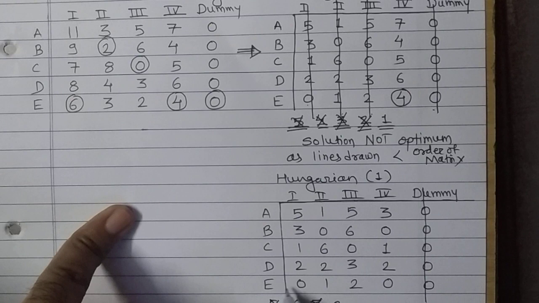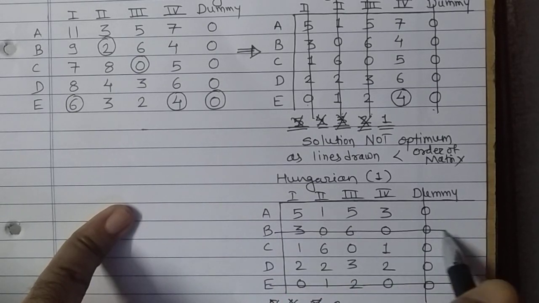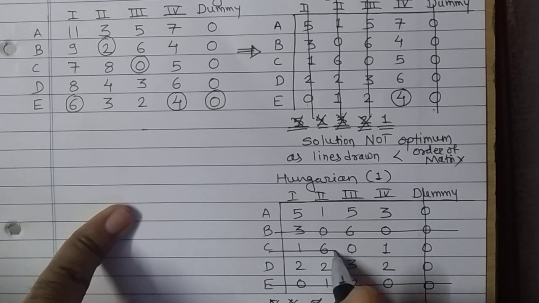So for covering these 2 zeros, I will draw a horizontal line. Again, here there are 2 zeros, so I will draw again a horizontal line. For covering this 0, I can draw a vertical line or horizontal line depending on my choice. Here I will draw a horizontal line.